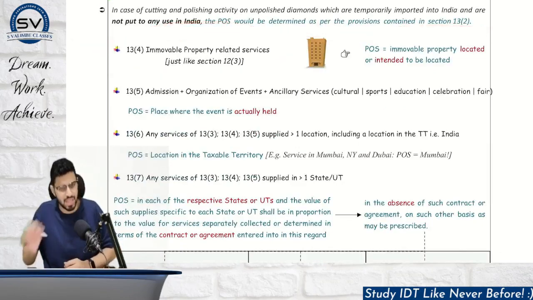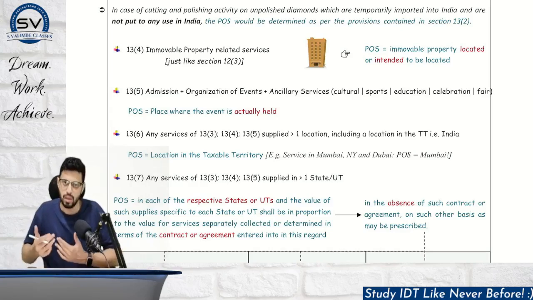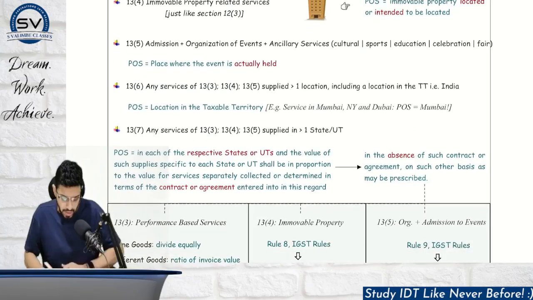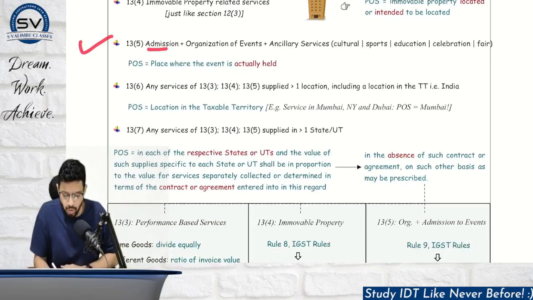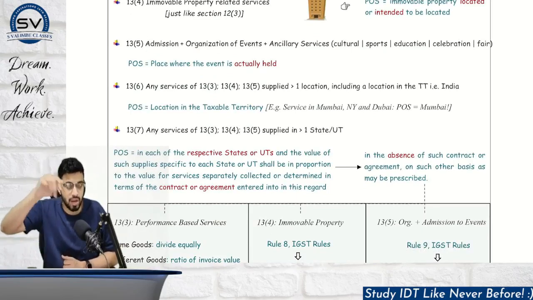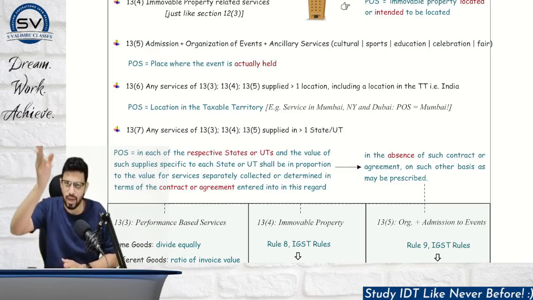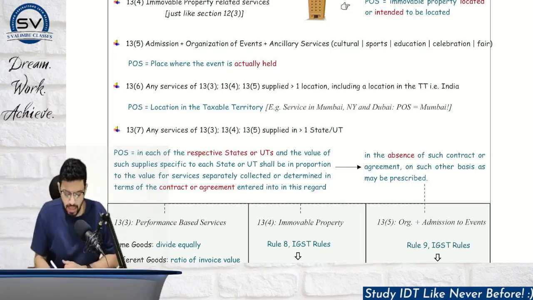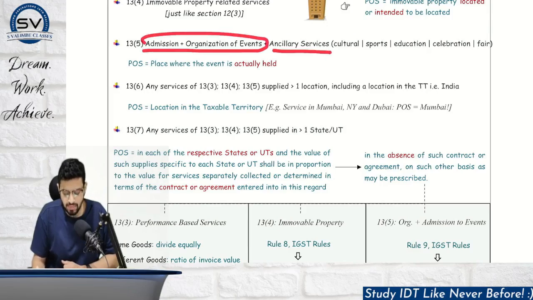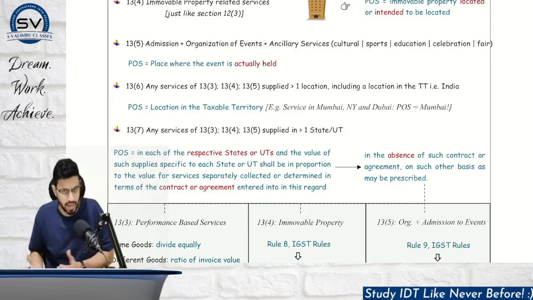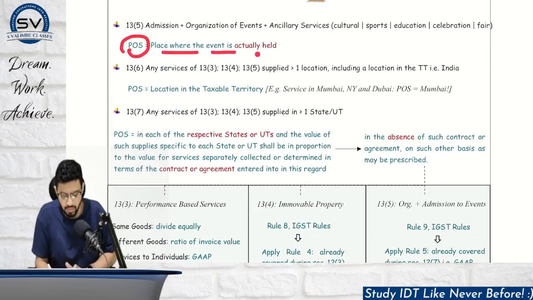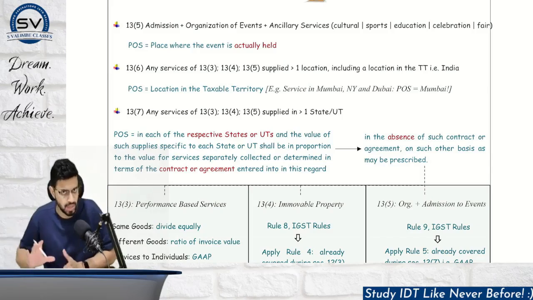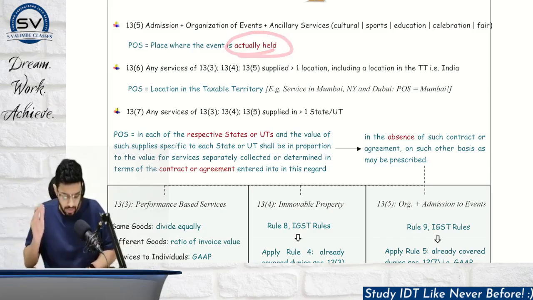13.4, immovable property. This is just like 12 subsection 3. That is, whatever the services are performed with respect to property, the place of supply shall be the location or intended location of the property. Next, 13 subsection 5: admission plus organization of events. In section 12 that we covered with respect to supplier and recipient in India, these were bifurcated into separate 6 and 7. That is, organization of event was separate. Basically, first we talked about admission to events. Second, we talked about organization of events. Here it is one and the same thing. Along with the ancillary services, this can be anything: sports, education, celebration, fair, any kind of event. So here, place of supply shall be the place where the event is actually held. We don't cover B2B, B2C cases in section 13. So wherever it is actually held, that will be the place of supply.